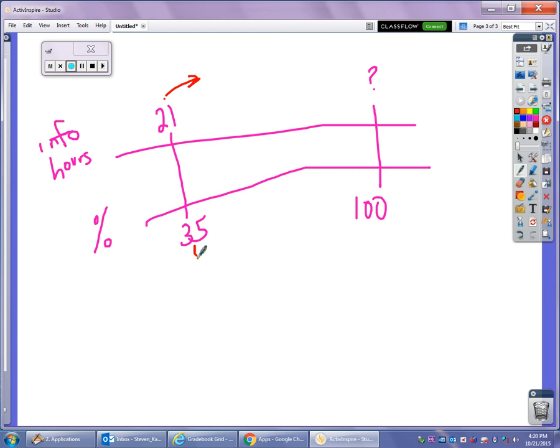So first of all, let's find out how I go from 35 to 100. I can't think of something I can multiply to 35 to get directly to 100, so I'm going to bring it back to 1 by dividing by 35. And then I'm going to multiply by 100 to get to 100. And I'm going to do the same thing here. 21 divided by 35.